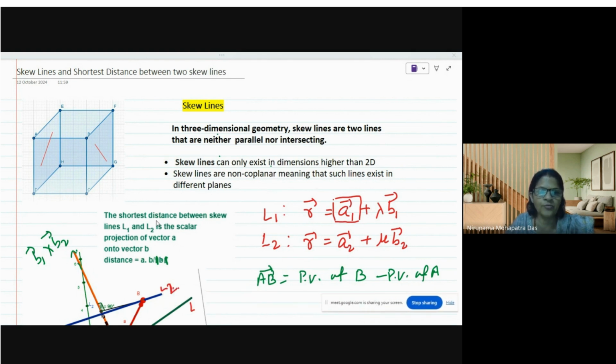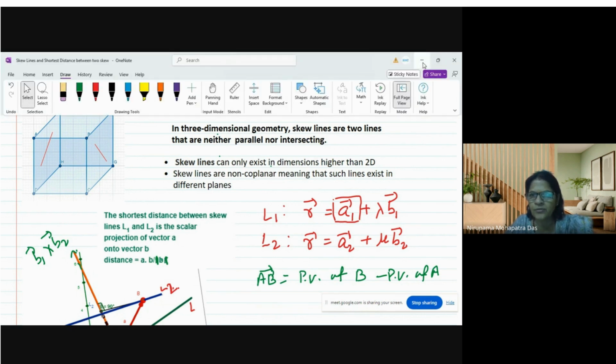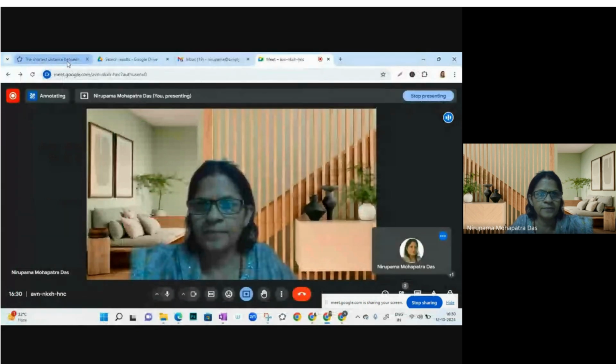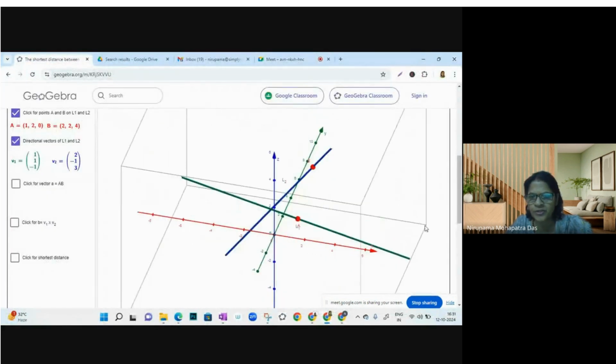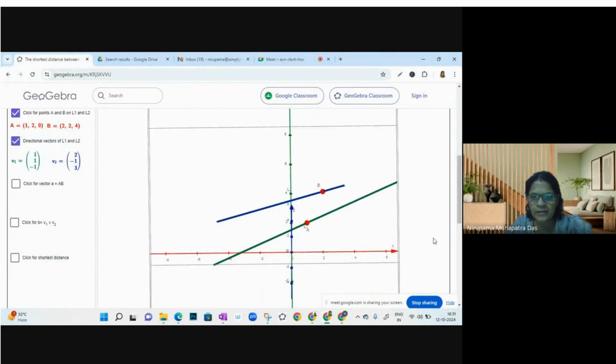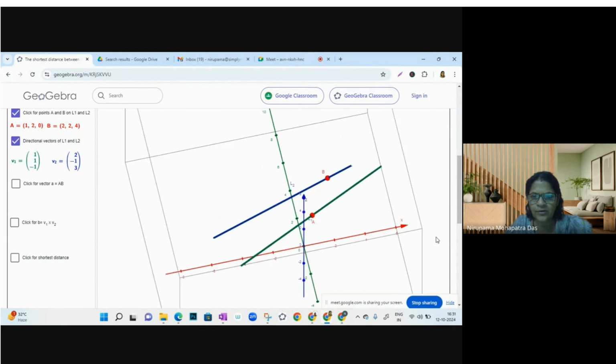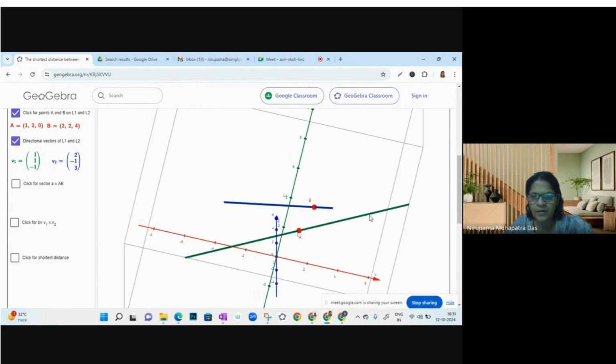Now, how do they look? Let me show you how skew lines look. This is a popular GeoGebra applet. You can see these two lines here, one in green and one in blue. We are talking about these two lines: line L1 passing through A and line L2 passing through B.